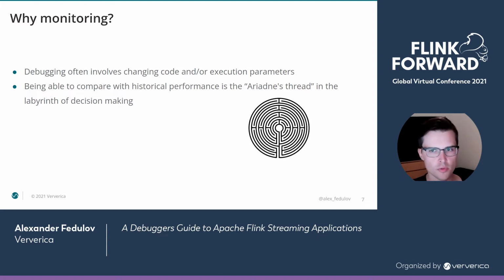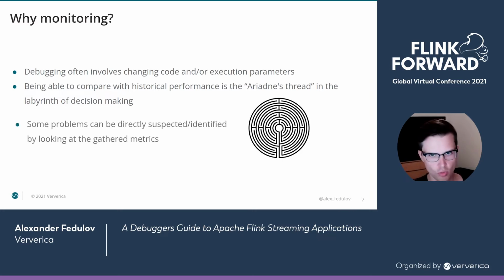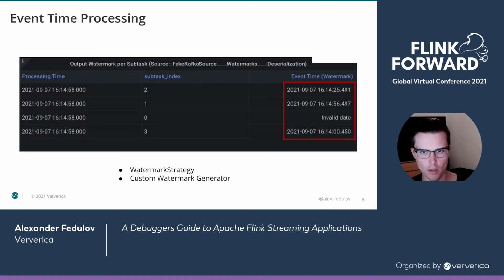It makes it possible for you to look back and understand holistically what is the impact of the changes that you introduce. Moreover, some problems can even be directly suspected or identified by just looking at the collected metrics. For instance, imagine that we see that our Flink job stopped outputting data, whereas we're sure that there is new data that is coming into its sources.